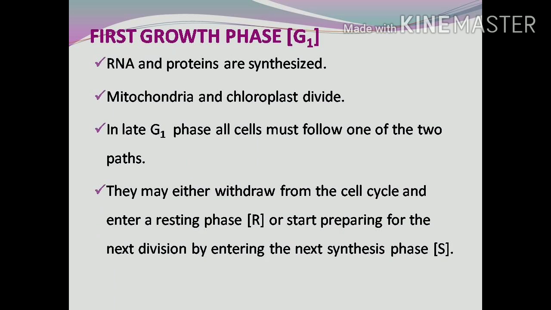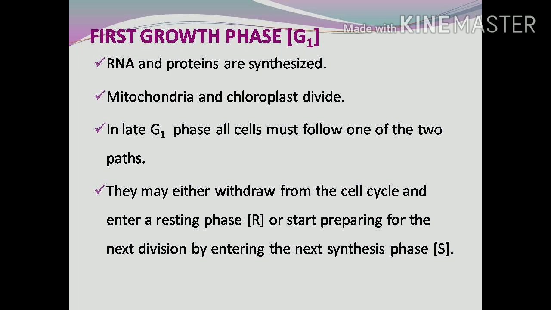The first growth phase is called G1. In this phase, RNA and protein are synthesized. The volume of cytoplasm increases because of the synthesis of RNA and proteins. Mitochondria in animal cells as well as chloroplasts in plant cells have their own DNA. So, in late G1 phase, all cells must follow one of two paths. They may either withdraw from the cell cycle and enter a resting phase, called R, or start preparing for the next division by entering the next synthesis phase.